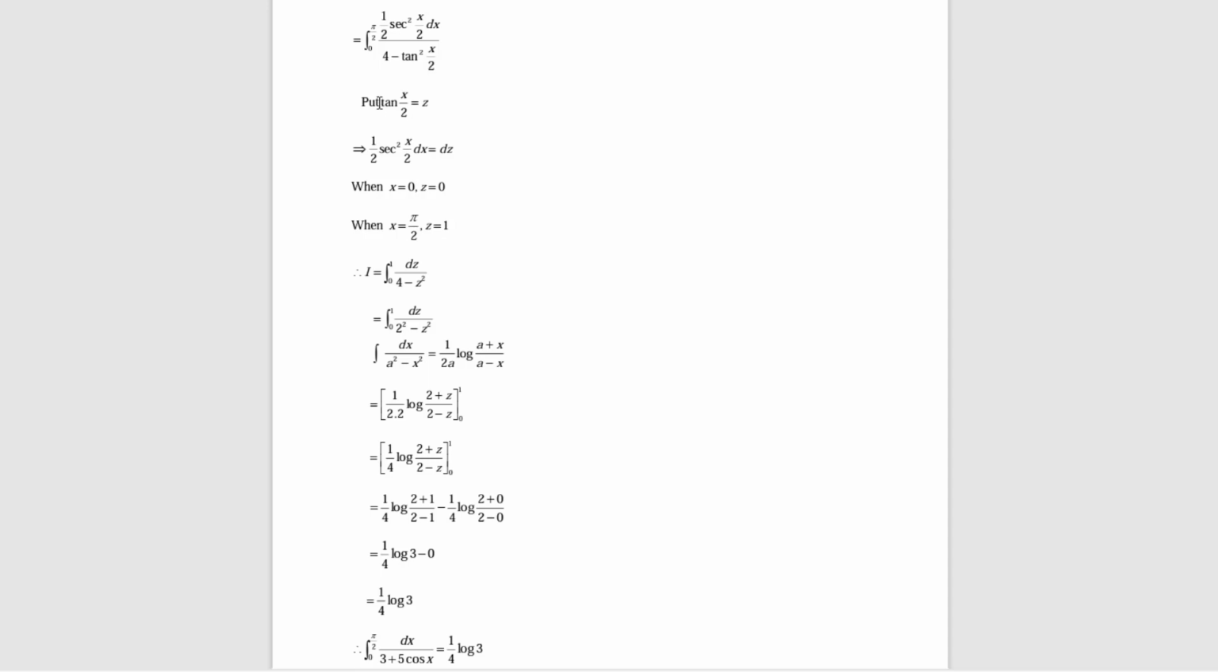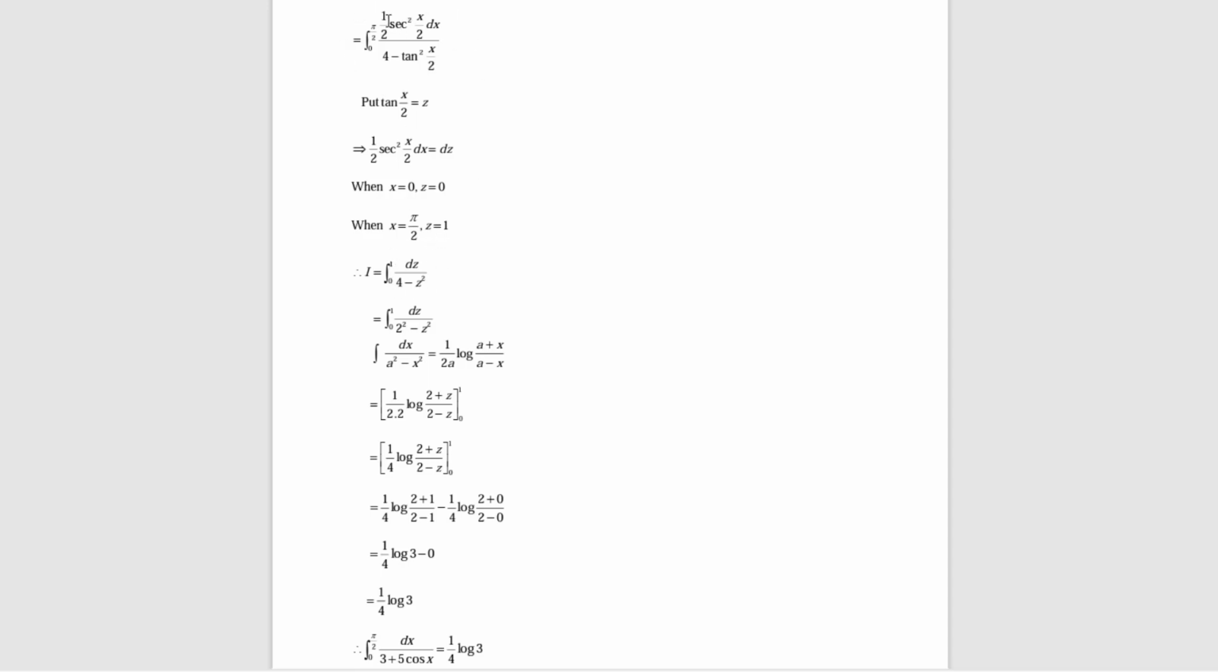Now in the same thing, tan x by 2, if we put 0 in place of x, we will get tan 0, which is equal to 0, right? So for the limit 0, the corresponding value is also 0. So our new limit is 0, the lower limit, and 1, the upper limit. So we wrote the limit this way, 0 to 1. Now we will write this part in terms of z.